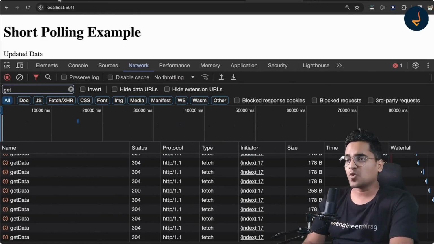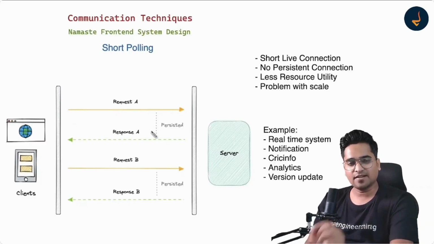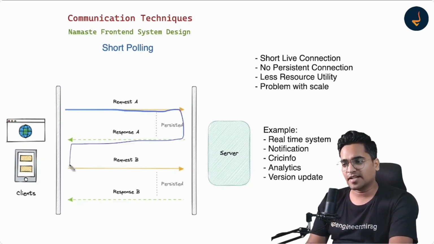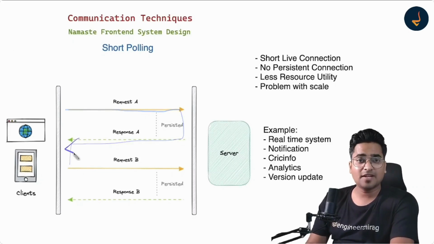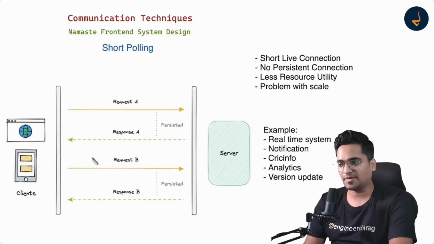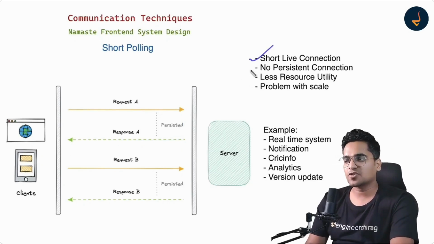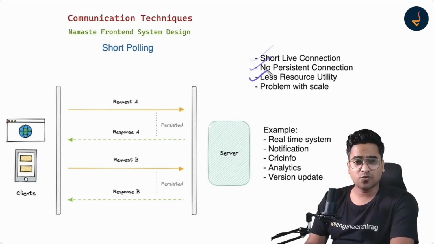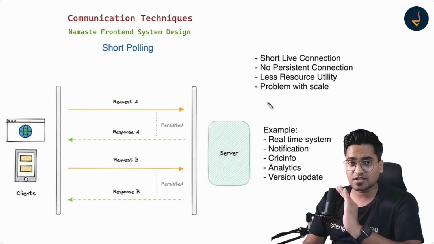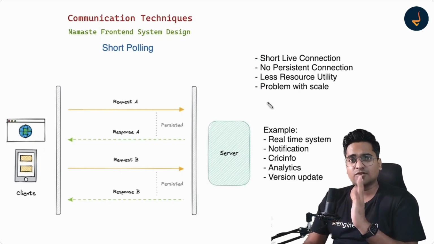So just to highlight a few important things: you keep on making requests at a certain interval, and you get the data. That data may or may not be updated, so you may be making some unnecessary calls because from the client you don't know when the data will be updated. It's just that the connection is short-lived, not persistent. It utilizes fewer resources. The problem comes when you go to scale; if your system is not at scale, this is a good choice, go for it.